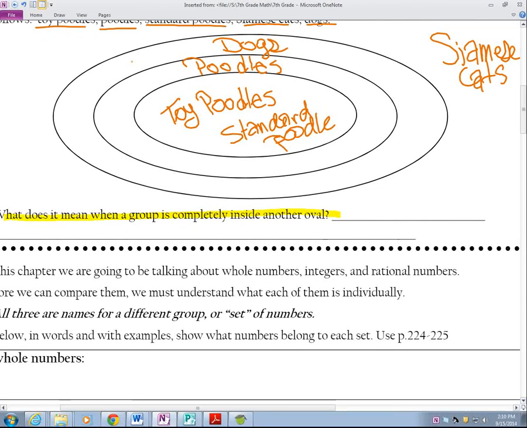Okay, what does it mean? I see you staring at me waiting for somebody else to answer for you. Think. Take an active part in your education. Process. Look at the notes you've had. It actually says it in your notes above it. Jace. A group is completely inside?